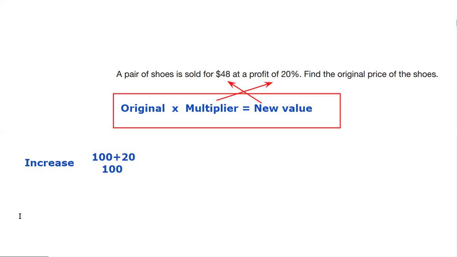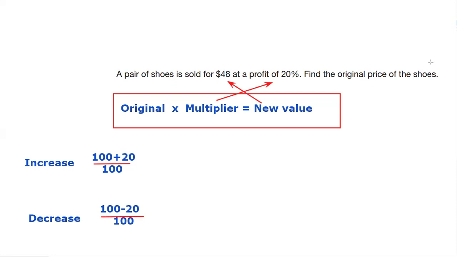Now, if it's decrease, focus on the difference between these. I'm explaining here so you know the rest of the question, okay? If it's decrease, it means you subtract from 100 and then you divide by 100. So you say 100 minus 20 over 100, okay? This is how you find the multiplier that you need for the question. So basically, if it's increase, you add to 100 and divide by 100. If it's decrease, you subtract from 100 and divide by 100.